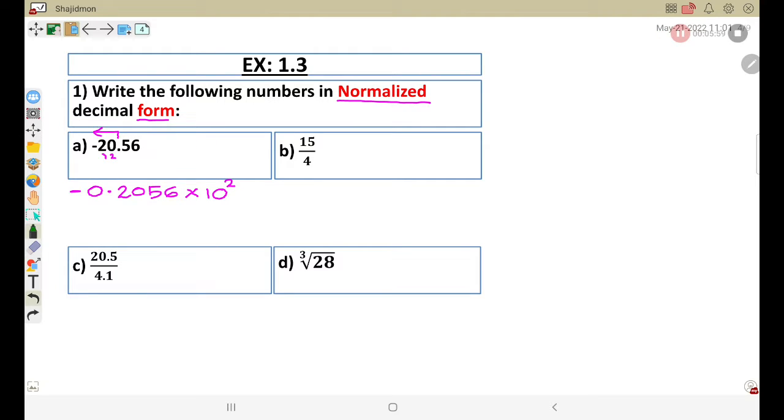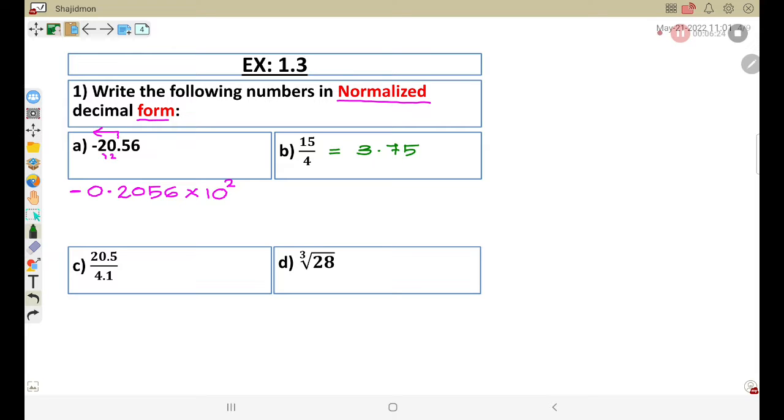We will go to the second example: 15 over 4. Write that number in normalized decimal format. First we check what 15 over 4 is in the calculator. 15 over 4 means 3.75.